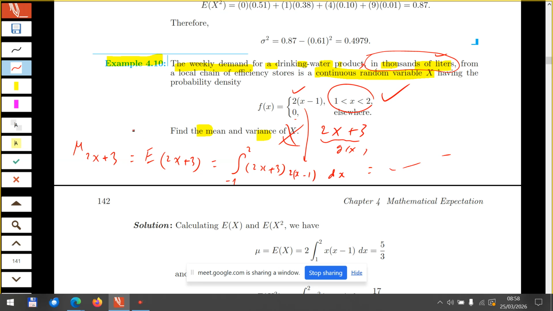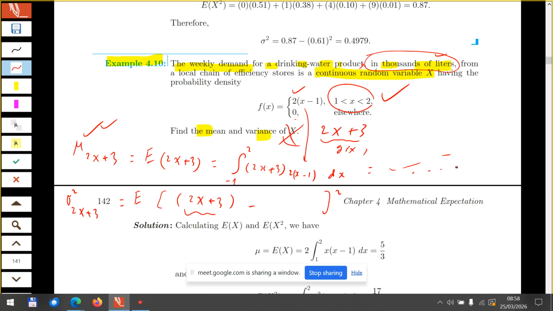So now once you have this, the next thing is to start with the formula of the variance for 2x plus 3, and that will be the expected value of the square, and then here g of x goes, which is 2x plus 3 minus the mean of this.